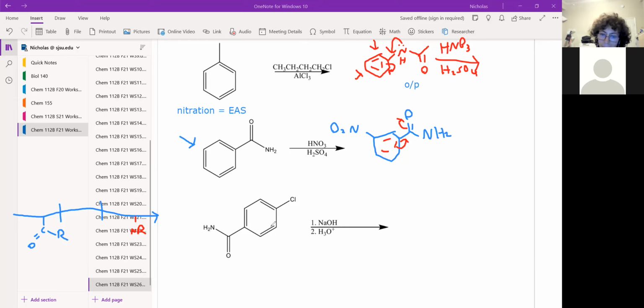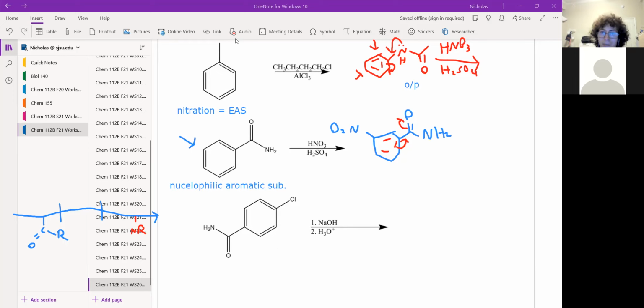Okay. How about this last one? We have an amide and a chlorine, with hydroxide and then acid. What kind of reaction? Yeah, we're turning the chlorine into an alcohol, and what kind of reaction would you say this is? NAS, yeah. It's going to be a nucleophilic aromatic substitution. And there are some requirements for an NAS reaction, which you should be aware of. In this case, they're all met, so it does work.